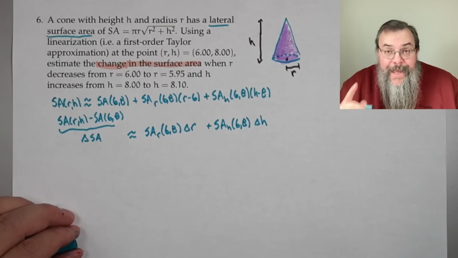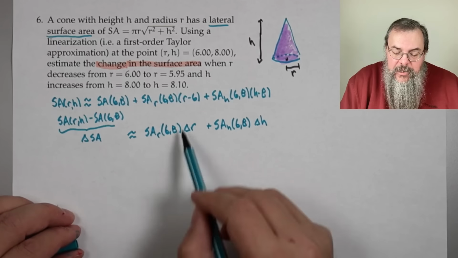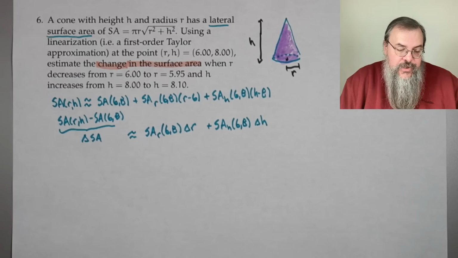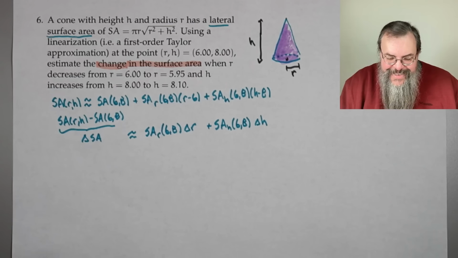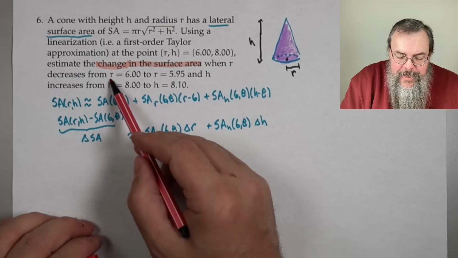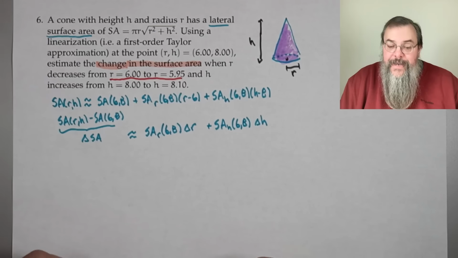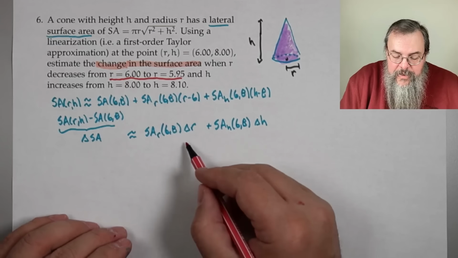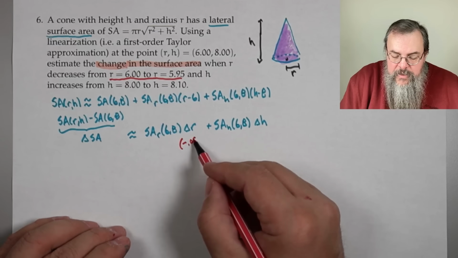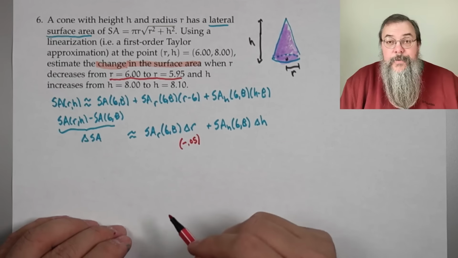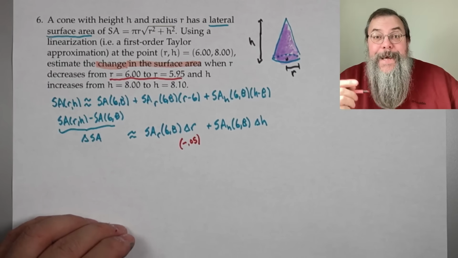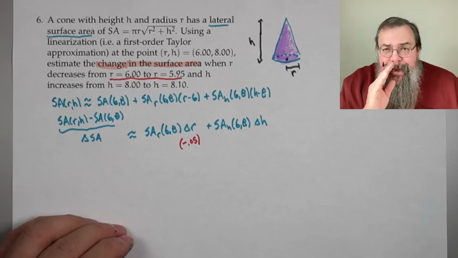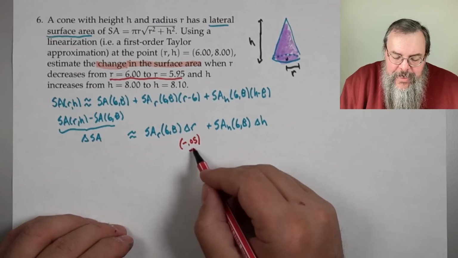So, plan. We need these derivatives. Now, do we know change in r? Yes. What happened? Well, r went from 6 to 5.95, so change in r, it went down. This is negative 0.05. Or if you're a fan of fractions, and who isn't a fan of fractions? This is the same as negative 1 over 20.